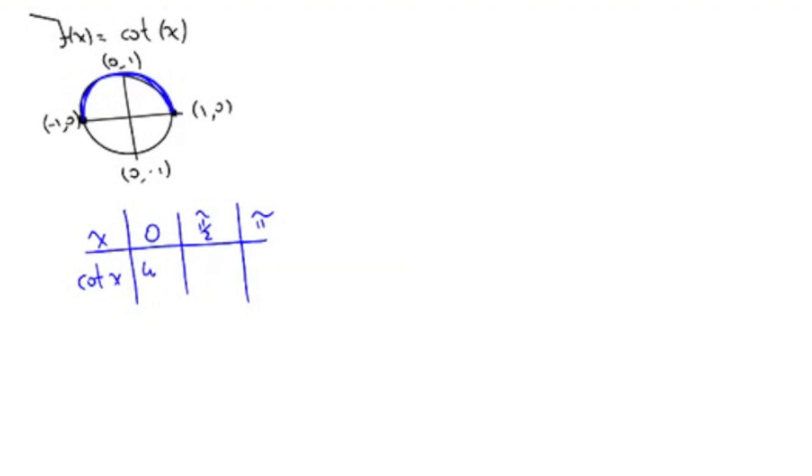So at 0, it is undefined. And at pi over 2, it is 0, and it is undefined. So those are the vertical asymptotes we're going to get. So when we graph this, here's pi over 4, here's pi over 2, 3 pi over 4, and pi. Let's do the main period. Now, on the main period, this thing is undefined at 0.